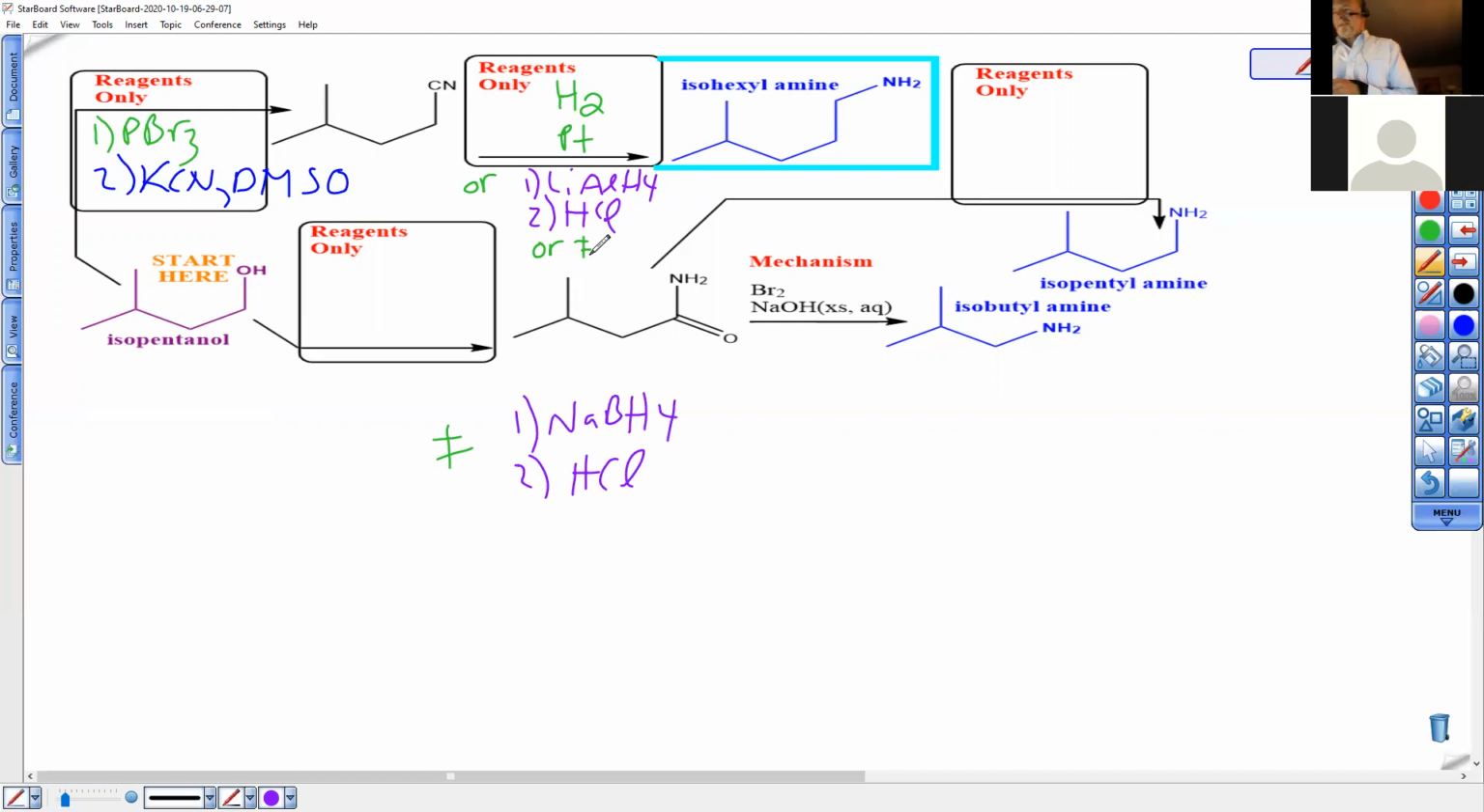Now, what reagents can make an alcohol into an amide? Well, remember, amides are called carboxylic acid derivatives for a reason. They come from carboxylic acids. Alcohols are not at the right oxidation state. They need to be first made into a carboxylic acid. And that is accomplished with some kind of chromic acid reaction.